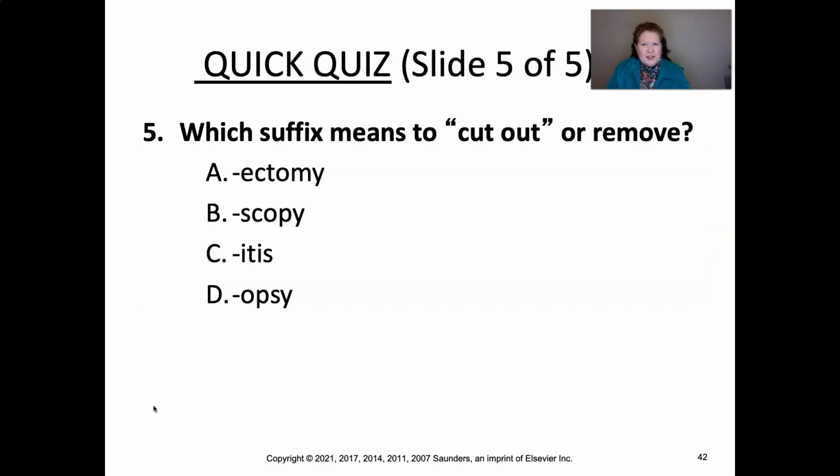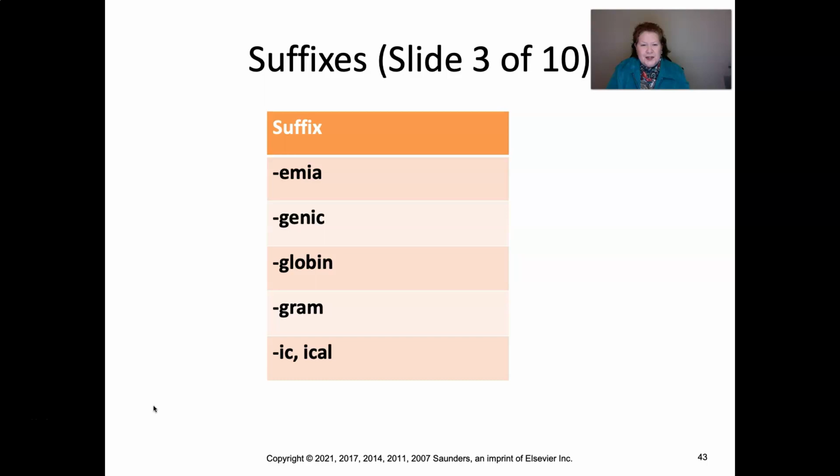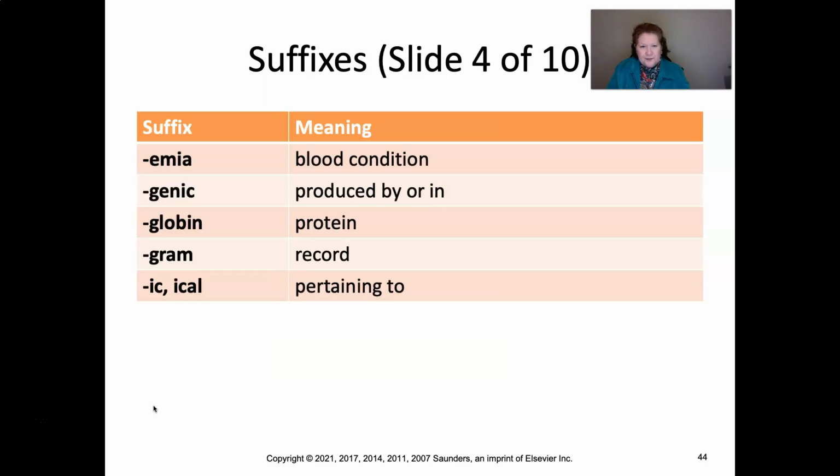So which suffix means to cut out or remove? You might need to go back, but this should help you. And here's more. Emia, genic, globin, or hemoglobin, that type of thing. Gram, ick, ickle. And here's what it means. I don't know if it will help you, but with globin, you can think of a glob of protein. That might help you with that.